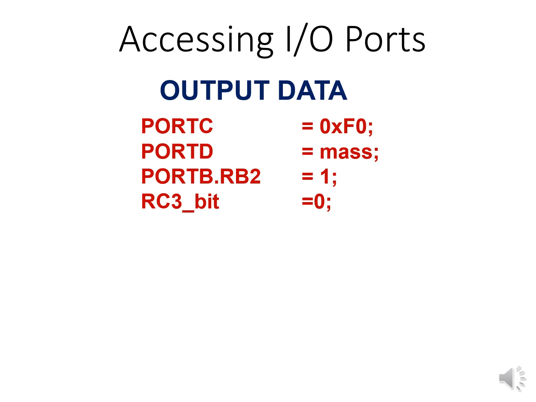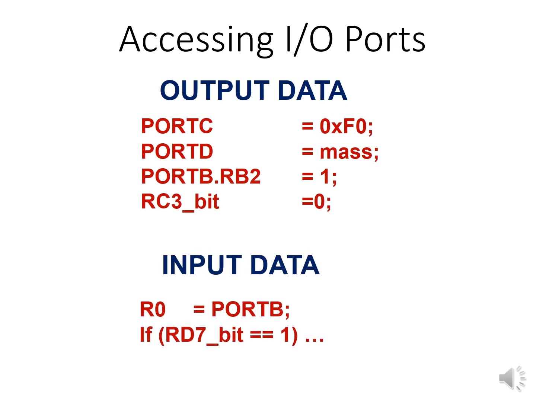In the second statement, we are writing the value held in the variable mass to port D. In the third statement, we are setting pin 2 on port B. In the fourth statement, we are clearing pin 3 on port C.